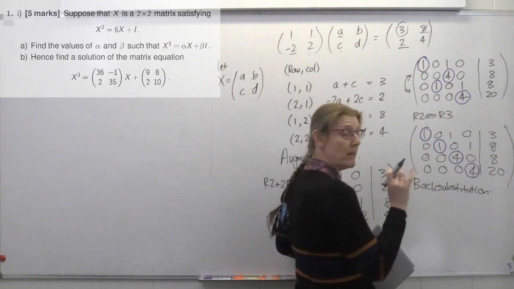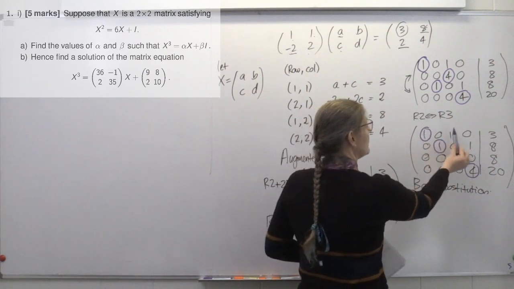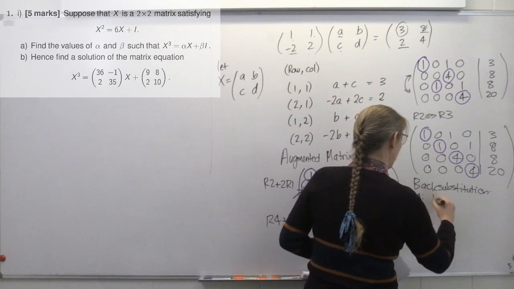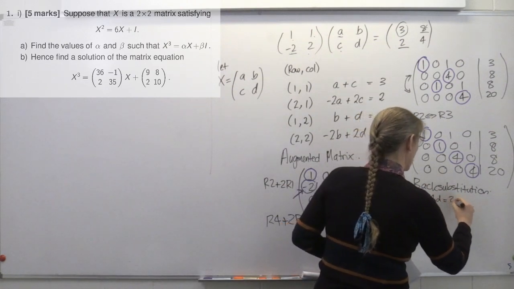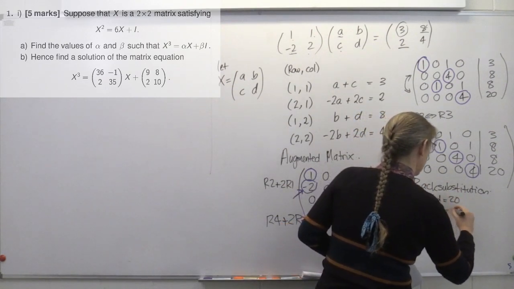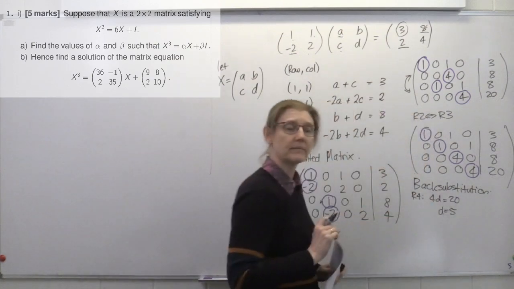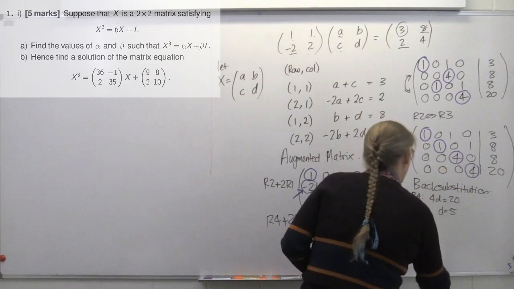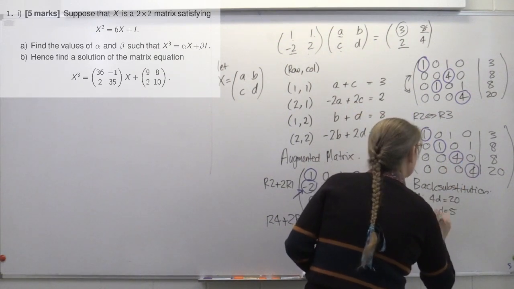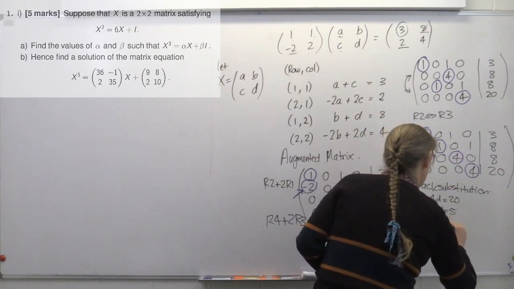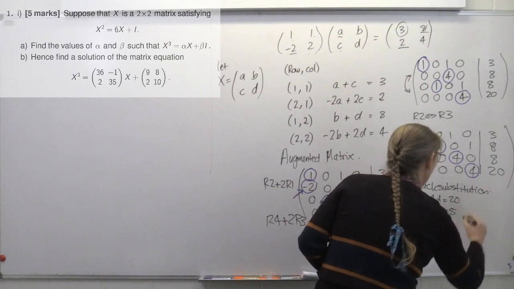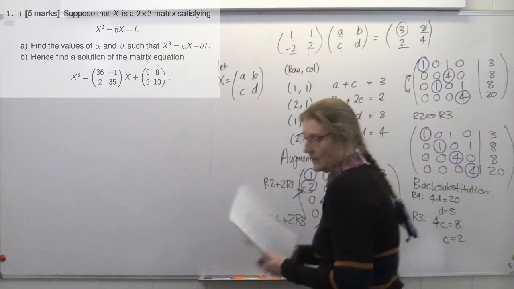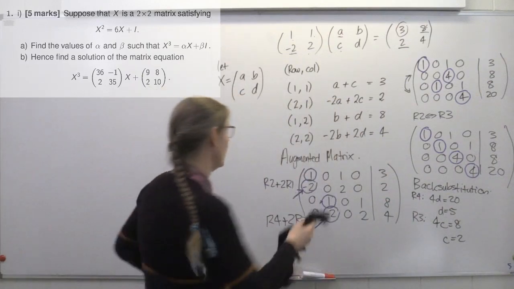Remember it's A, B, C, and D. So row 4 says that 4D is equal to 20. In other words, D is equal to 5. Row 3 says 4C is equal to 8. So C is equal to 2. All right, I'm going to make some room.